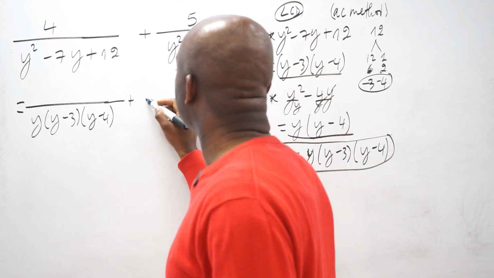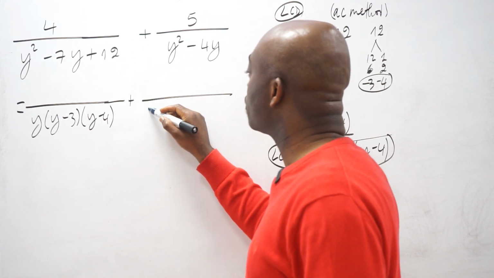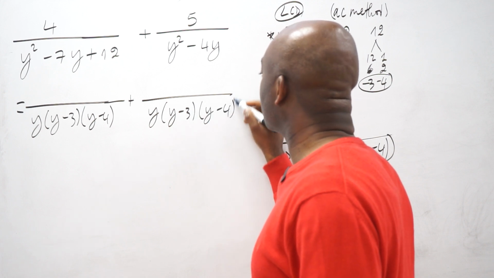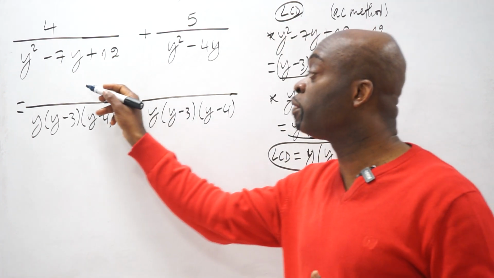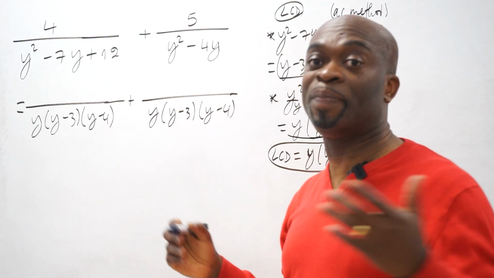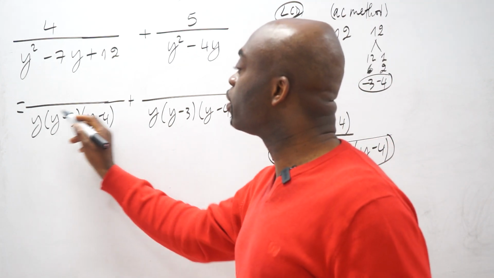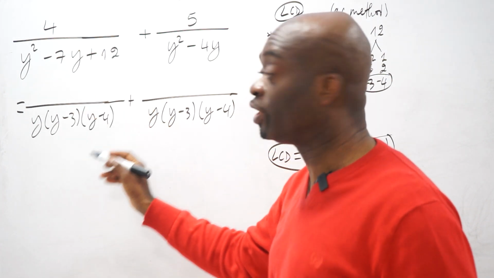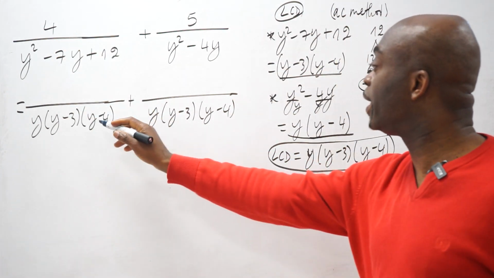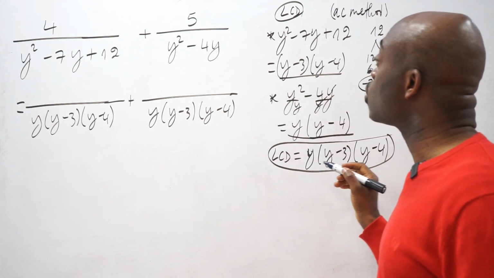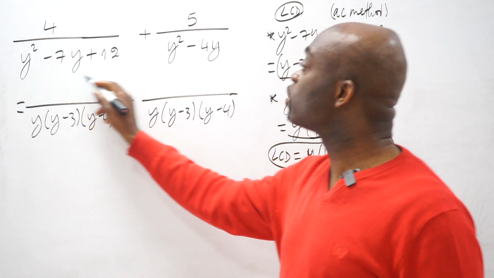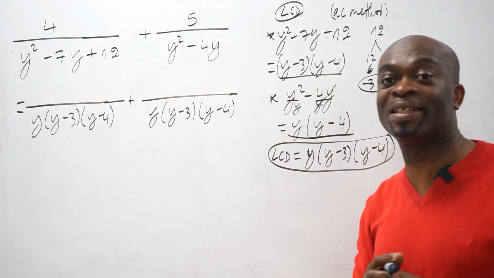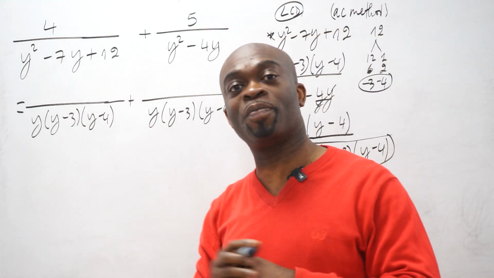And then plus, the second fraction, where we have y again, times y minus 3 times y minus 4. Now we have to make adjustments to the numerators, the top expressions, if possible. What does that mean? We compare the lowest common denominator with the original denominator of the first fraction. The lowest common denominator is y times y minus 3 times y minus 4. What is missing? Anything that is missing is what you multiply the top expression by.